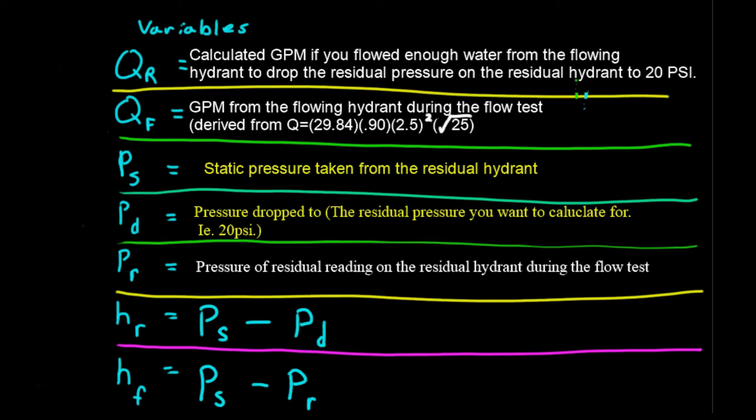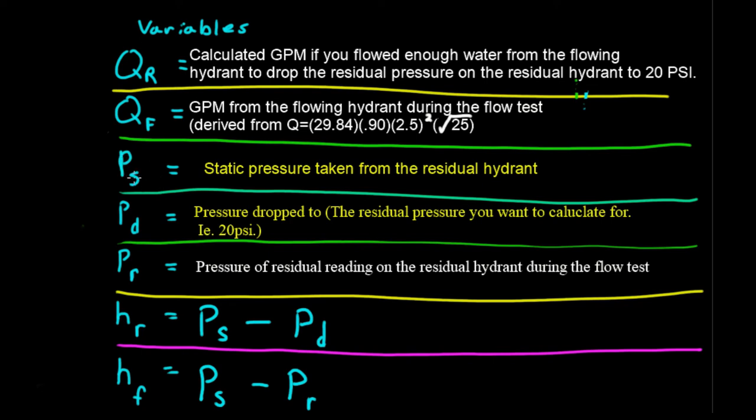Now we just worked the equation out, and we had a 0.9 coefficient. We had a 2.5 diameter outlet and 25 on the pitot, so that was the equation we just worked. And the answer to that equation would go where QF is in the upcoming equations.